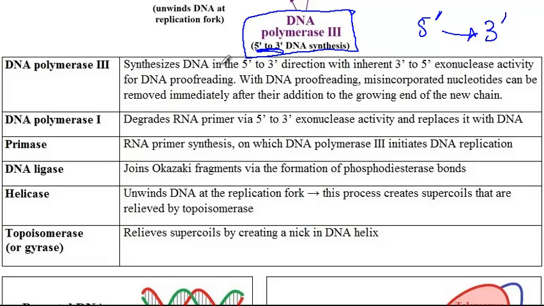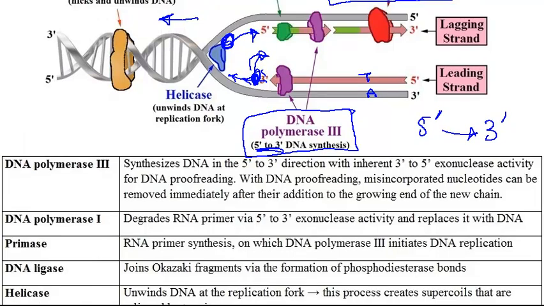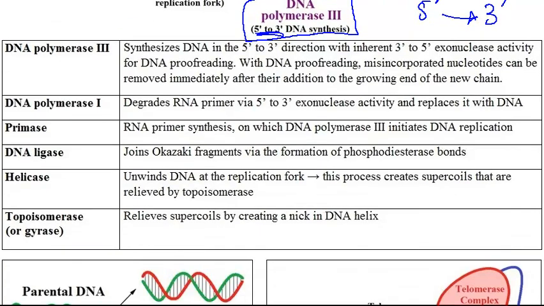So once again, it synthesizes DNA in the 5' to 3' direction. It also has an inherent 3' to 5' exonuclease activity. So if there is a mistake, it's on the 3' end that they made a mistake. So it can go backward from 3' to 5' direction. It can have exonuclease activity in order to remove this mistake and replace it with a correct nucleotide. Now with DNA proofreading, misincorporated nucleotides can be removed immediately.